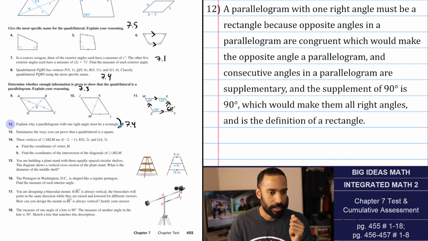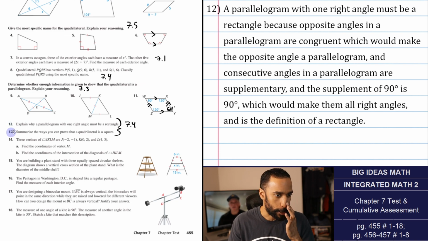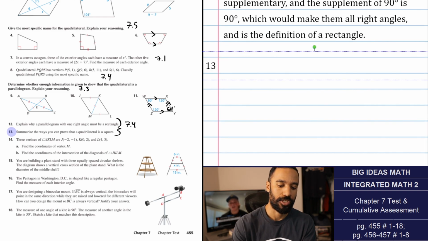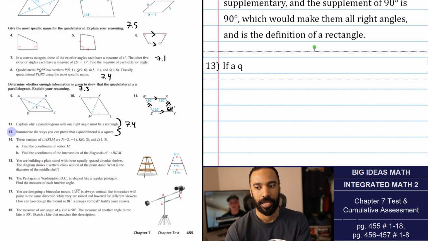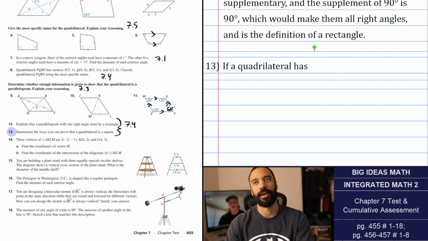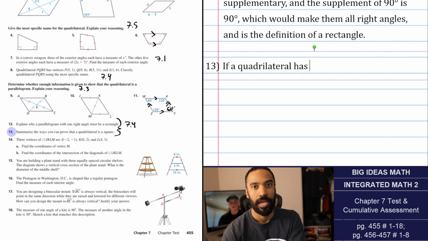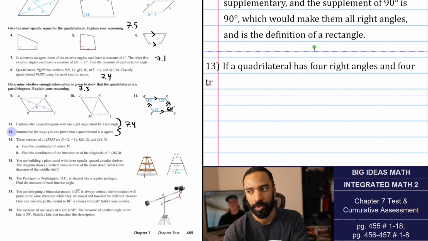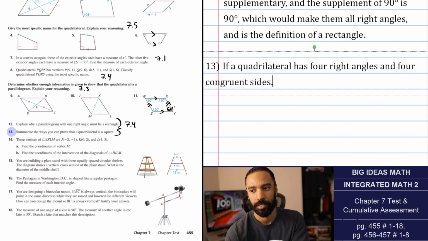So is this one here. I'm not sure about 14 yet. Summarize the ways you can prove a quadrilateral is a square. Oh boy. I don't know if I know all of them. So number 13. Basically, you need to find ways that it's both a rectangle and a rhombus. So what makes a quadrilateral a rectangle and a rhombus? If a quadrilateral has 4 right angles and 4 congruent sides, that's one way.